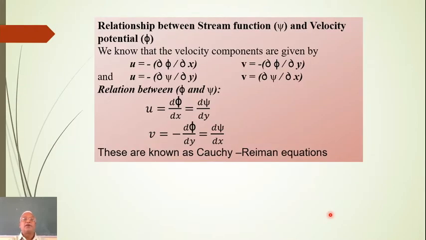Relation between the stream function psi and the potential function phi, already we have done this. Both d phi by dx equals d psi by dy, and minus d phi by dy equals d psi by dx. These are the Cauchy-Riemann equations.